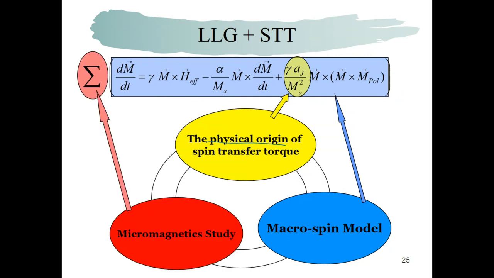And also, a real system cannot be described by the single spin model. We need an ensemble motion of many small spins. That means we need the summation of all these equations, which we can call micromagnetic studies. That's what we will learn in the next class.